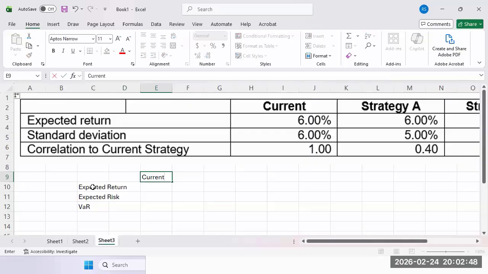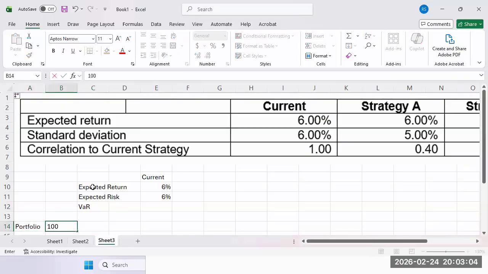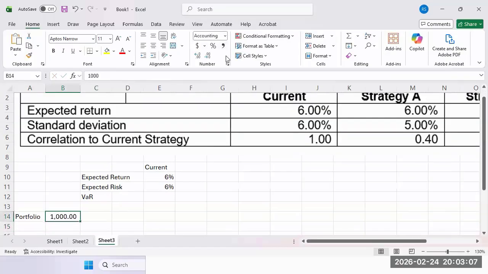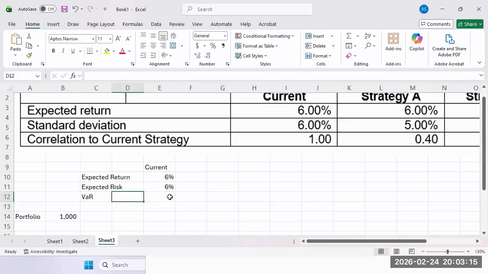So you've got the current portfolio. Current portfolio's expected return is 6%. Expected risk is 6%. The portfolio was $1 billion, right? You remember that? So what is my VAR? Let's do it two ways. Let's do VAR as a percent. We'll do, because how did your boss express it? Yeah, she put it in dollars. So if it's in dollars, we've got to do both.